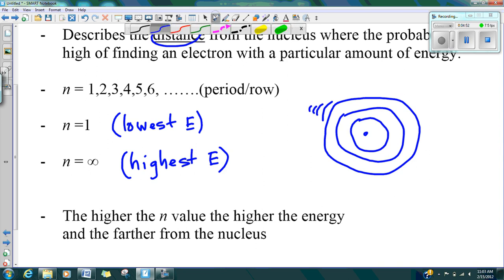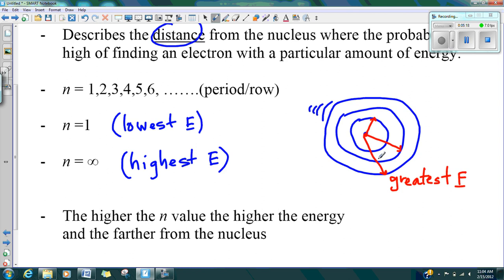Now keep in mind that if this is energy level 1 right here, and this is energy level 2, and then energy level 3, all of these have different amounts of energy. So this one out here would have the greatest amount of energy needed to hold those electrons in. You have to keep in mind that I have these positive protons way back here trying to attract these electrons and keep them close. So the higher the n value, the higher the energy and the farther from the nucleus.